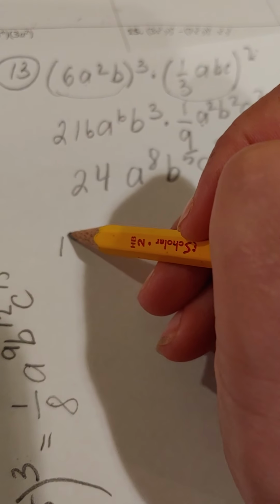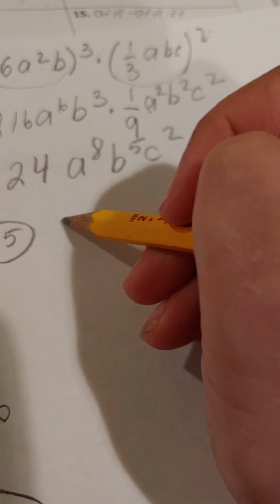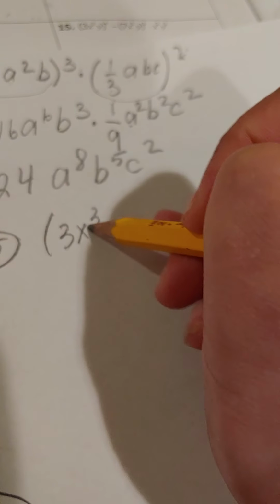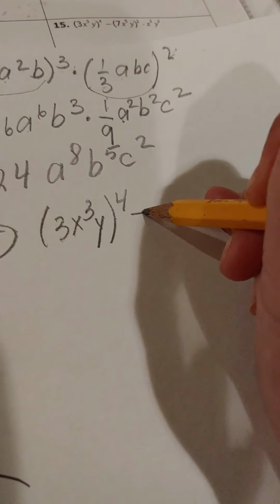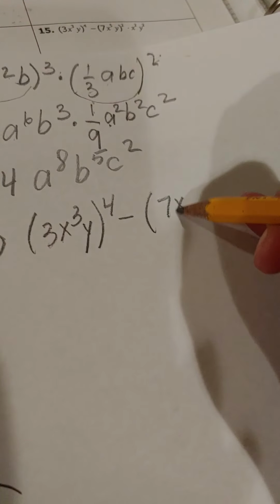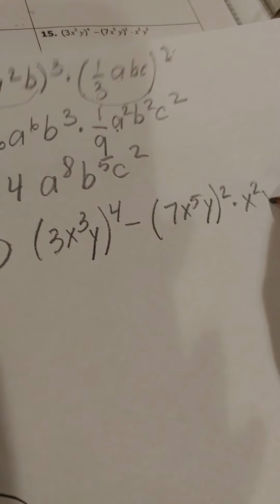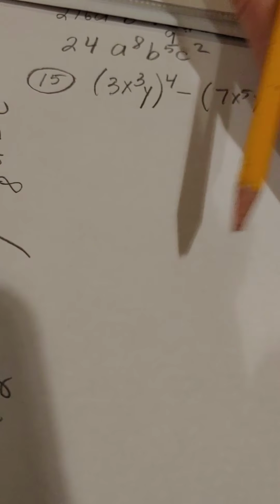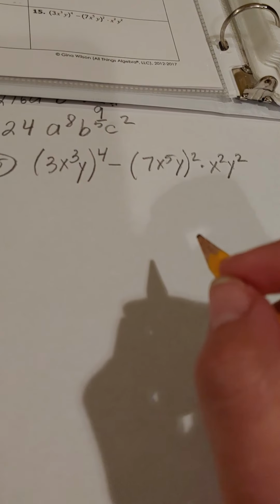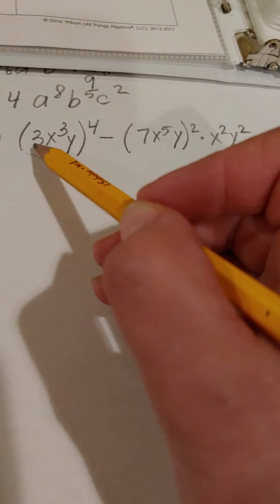All right, and the final problem in this section that I'm going to go over is going to be number 15. 3x to the third power y is raised to the fourth power, and then we're going to subtract 7x to the fifth power y squared times x squared y squared. So let's see what we're going to do here. First, we are going to raise everything inside of these parentheses to the fourth power.